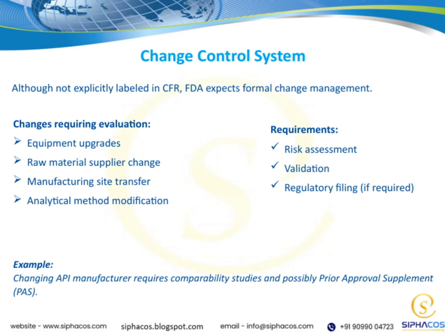The key requirements for managing these changes include performing a thorough risk assessment to understand potential impacts, validating any modifications to ensure continued compliance, and submitting regulatory filings if necessary. Certain types of changes require a careful evaluation, such as upgrading equipment, switching raw material suppliers, transferring manufacturing sites, or modifying analytical methods. Overall, having a structured change control process helps maintain product quality and regulatory compliance, which ties back to our overarching goal of ensuring safety, efficacy, and consistent manufacturing.